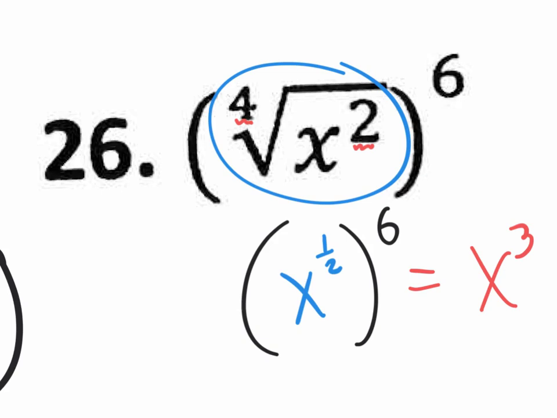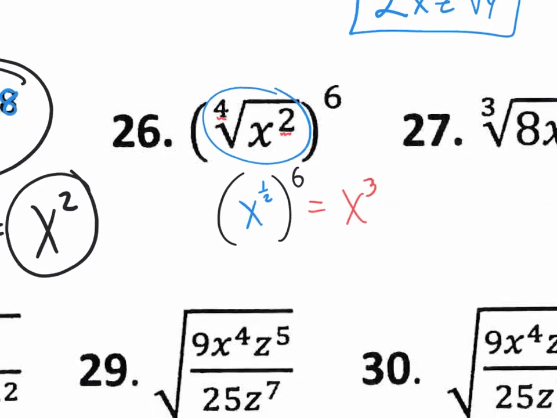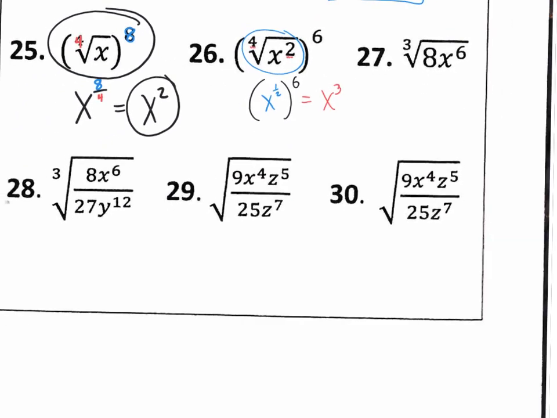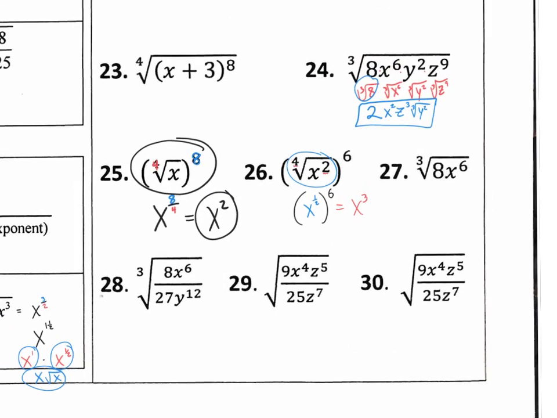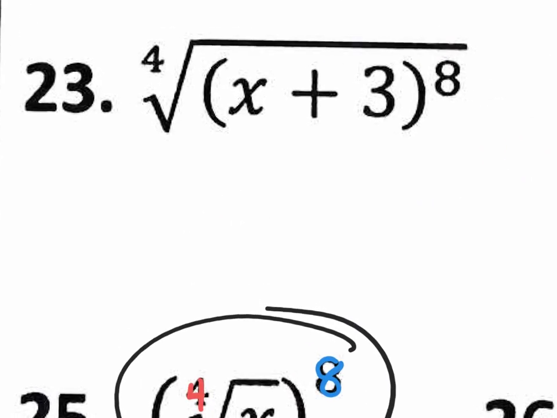Could it have been done differently? Yes, there's many different ways of doing it, but I think that's pretty good. Any other one? Which one? 23. All right.